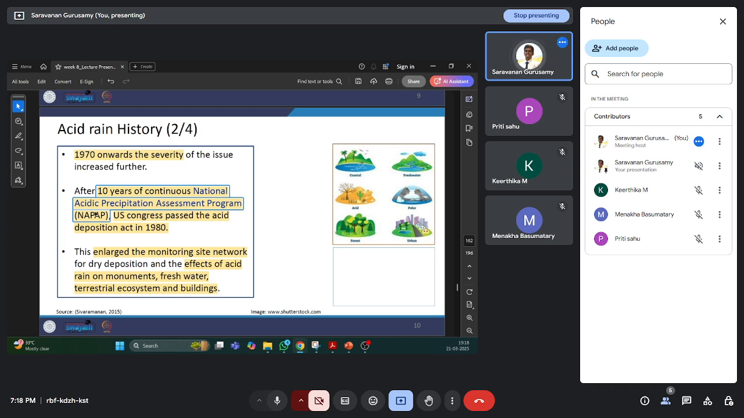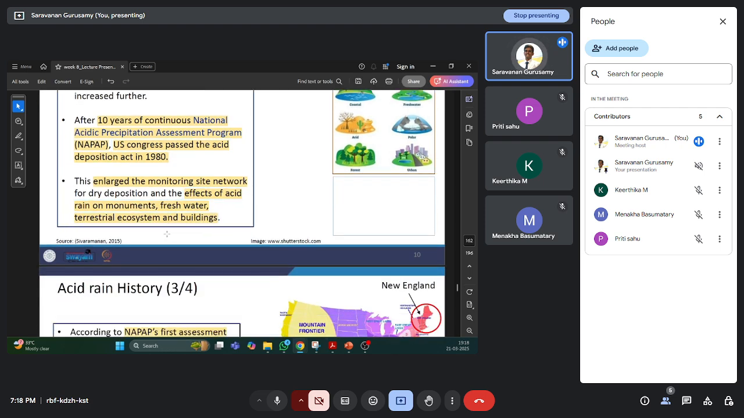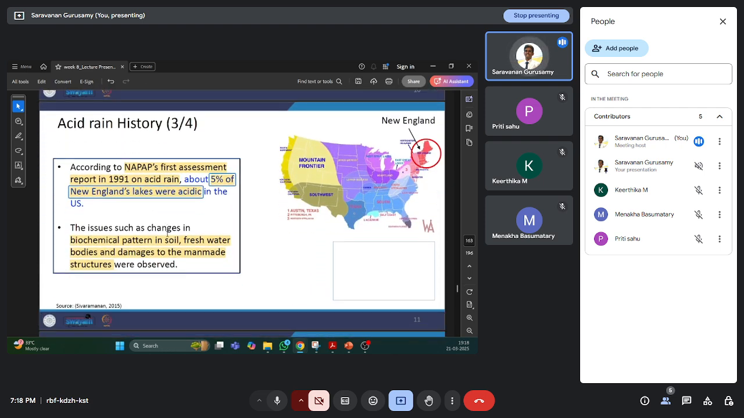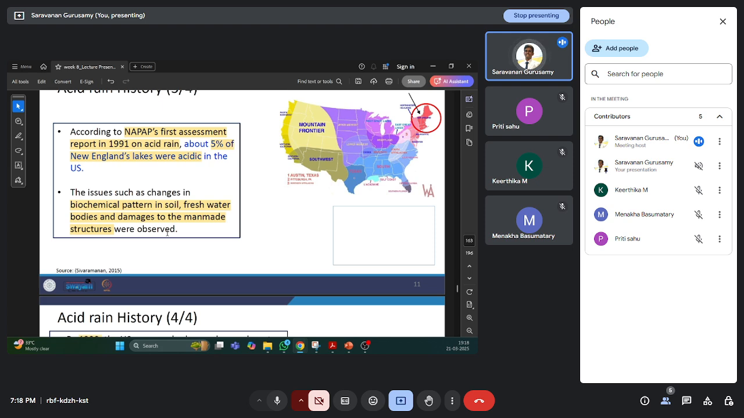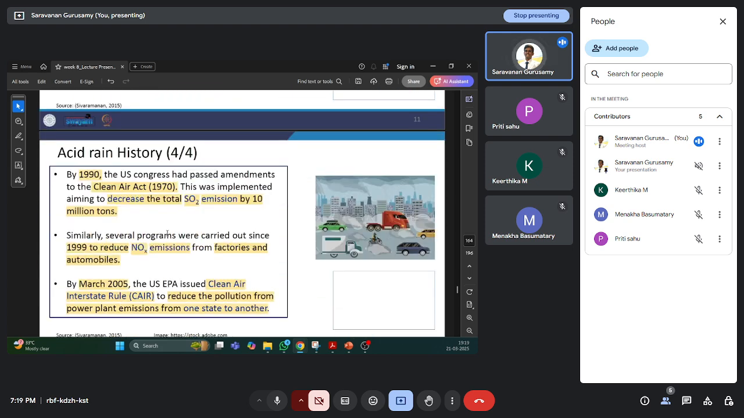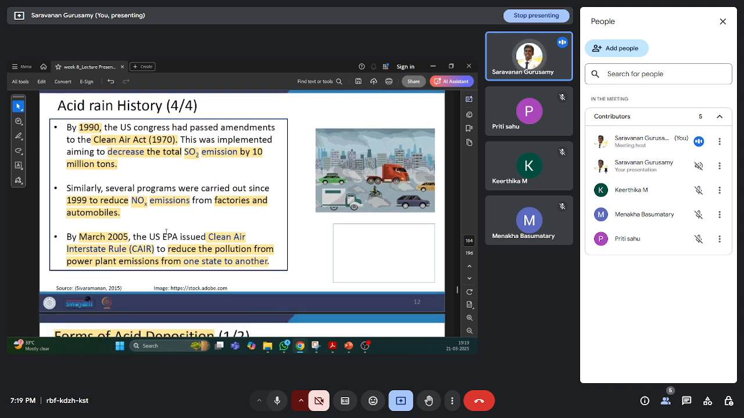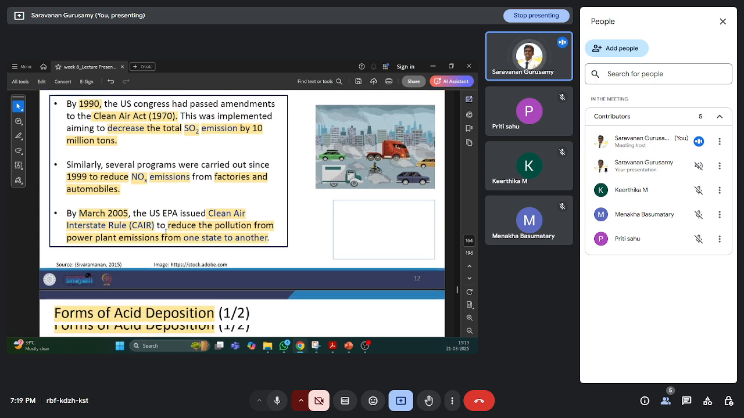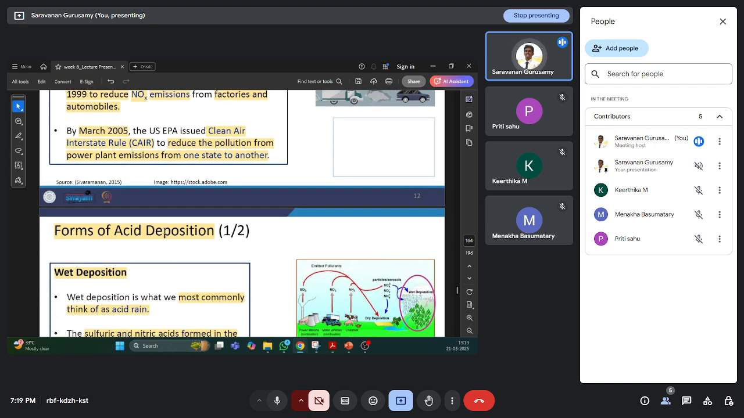A 10-year continuous national acidic precipitation study, the NAPAP acid rain assessment program, was carried out in the US, and they studied and reported that 5% of the lakes were acidic. In 1990, the Clean Air Act of 1970 decreased the total SO2 emission. Later, NOx emission from automobiles was also reduced by the Air Act, and the Clean Air Interstate Rule reduces the pollution from power plants.